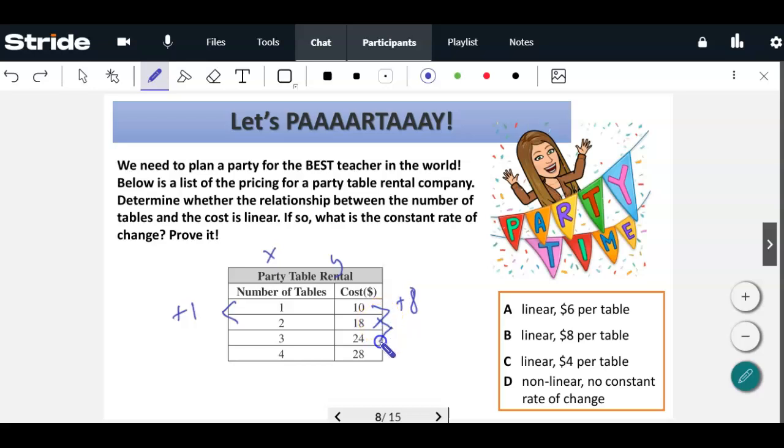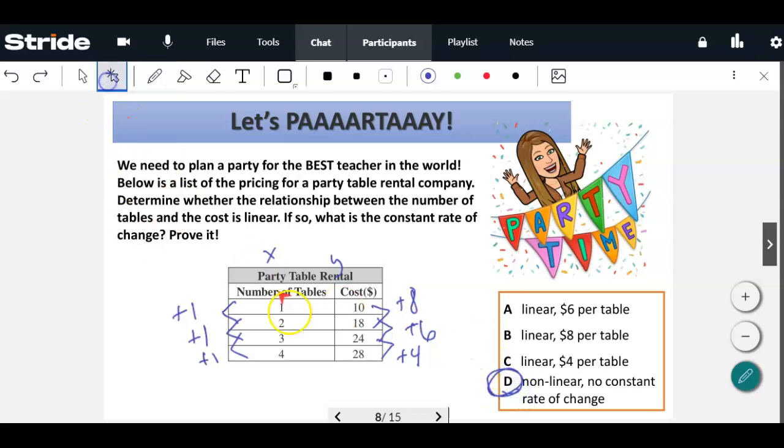All right, this increases by 6. Interesting. This increases by 1. And this increases by 4. This increases by 1. All different. So it's non-linear, no constant change.